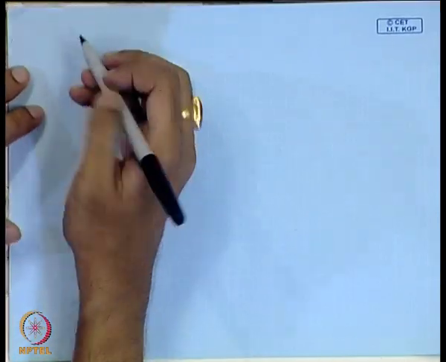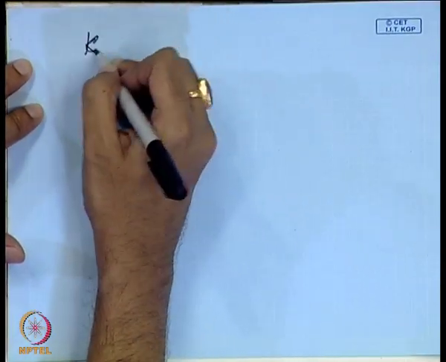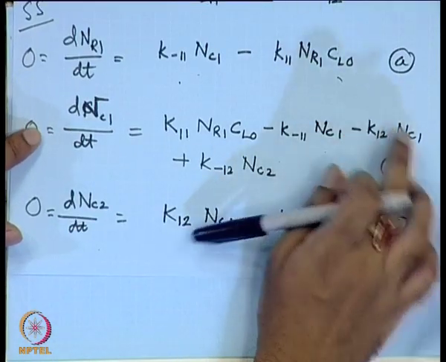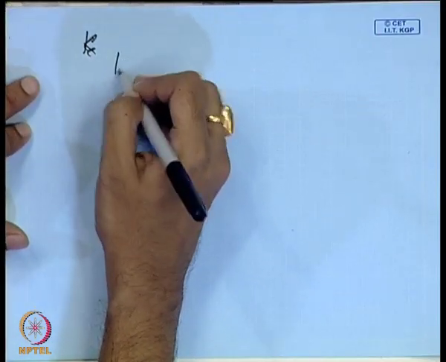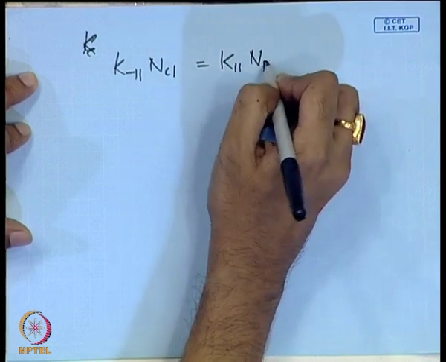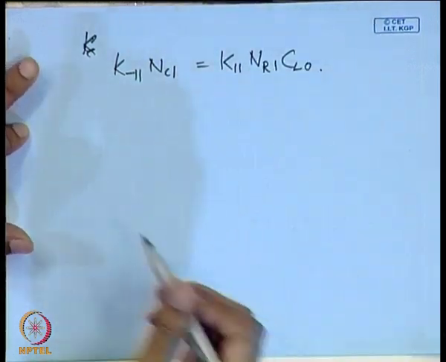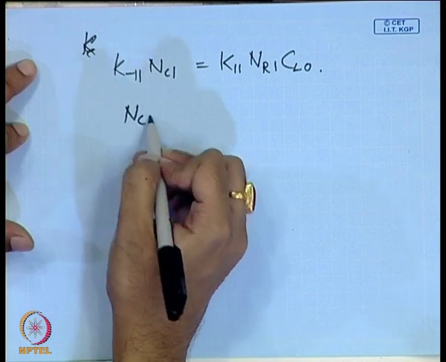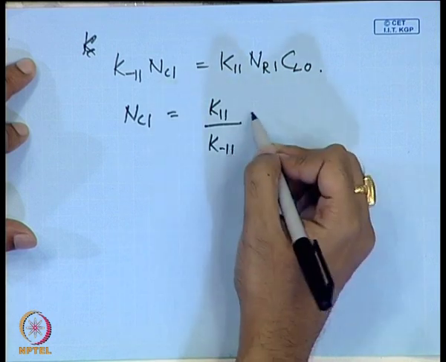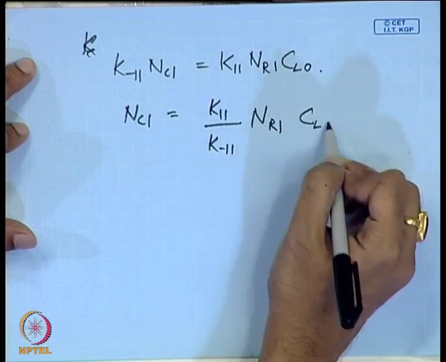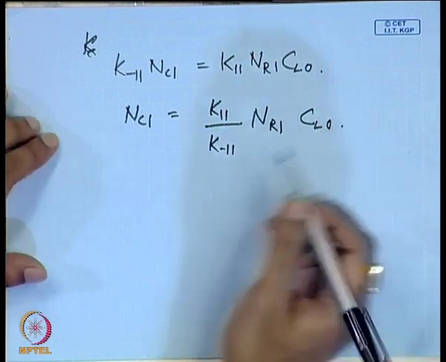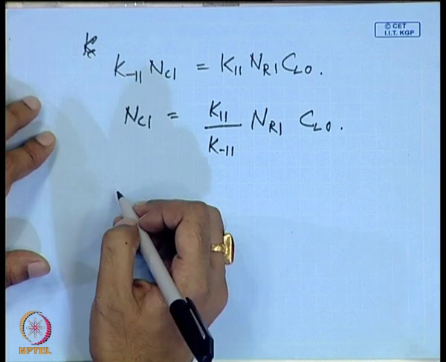So, equating A to 0, where A is this equation out here, I am equating this to 0, which means that K minus 1 NC1 equals K11 NR1 CL0. So, NC1 equals K11 over K minus 1 times NR1 CL0. Fine. So, this is what I get.